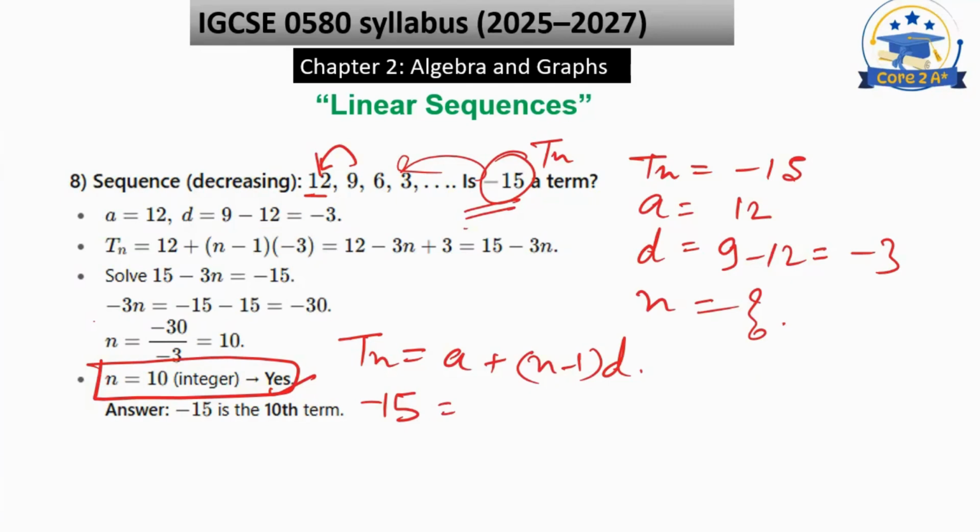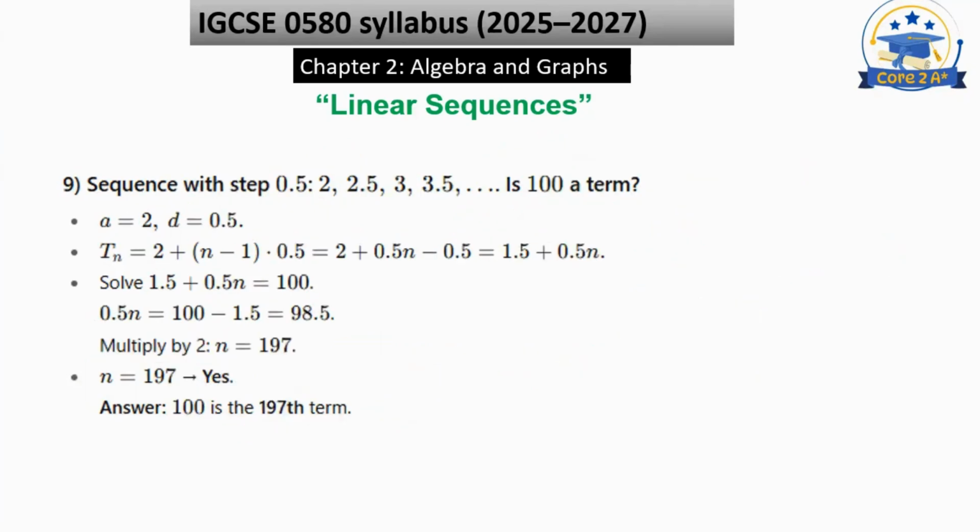And what term would it be? It would be the 10th term, right? On the 10th position. Next, a sequence with the step 0.5.